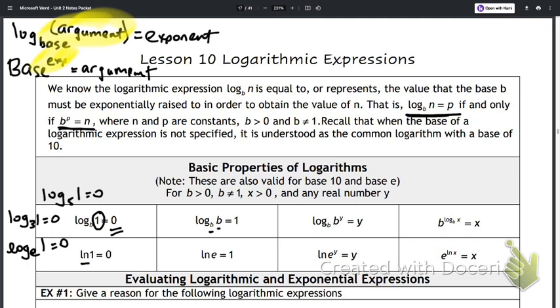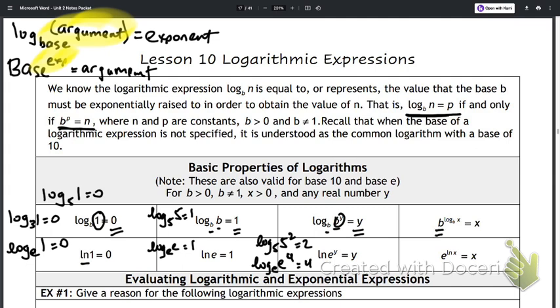Anytime your base is the same as your argument, then the result is 1. So let's say we have log base 5 of 5. That's going to be 1. Or in this next case, log base e of e. That's going to be 1. Anytime the base and the argument are the same and it's raised to an exponent, then that exponent will be the result. So let's say you have log base 5 of 5 squared. That answer will be 2. Or if you have log base e of e raised to the 4th power, that's going to be 4.